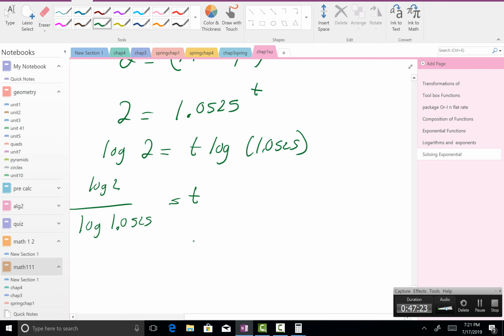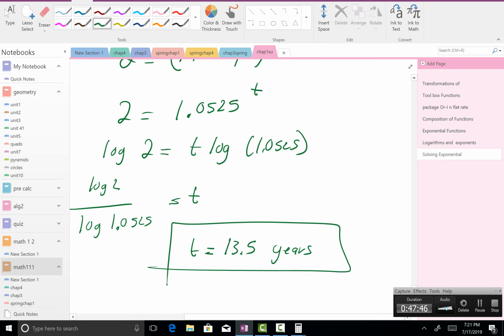Somebody use Desmos, tell me what that is. 1.64. I'm sorry, no. I was going to say that doesn't take very long. 13.5. Okay. Since we're only doing it once a year, it's going to take that long.